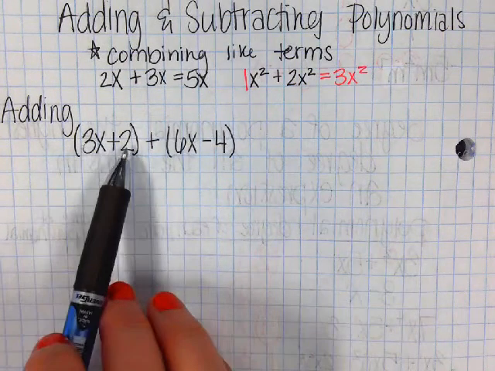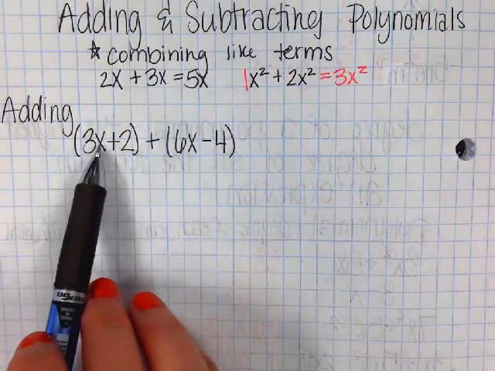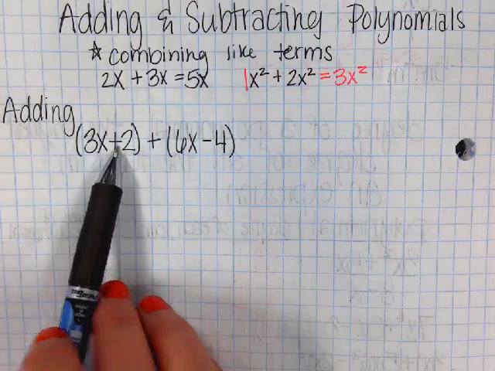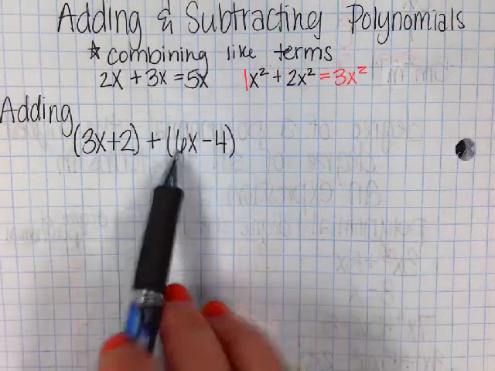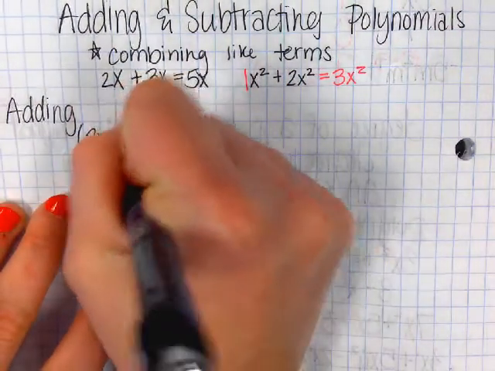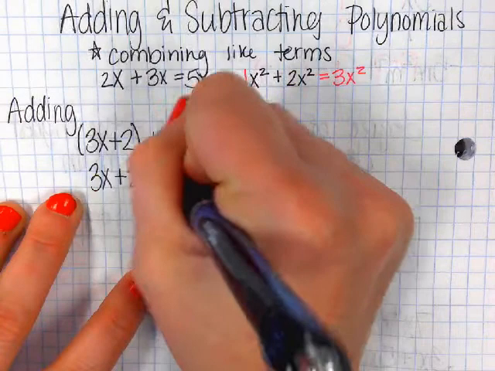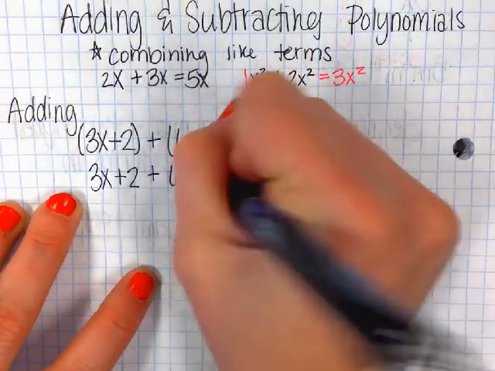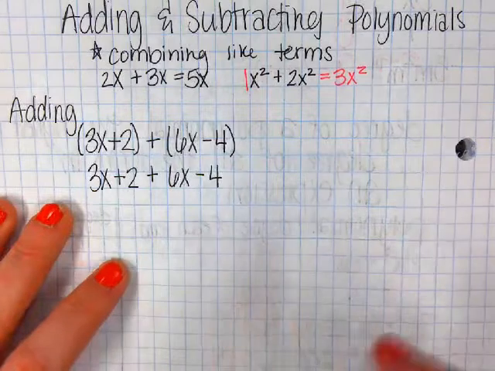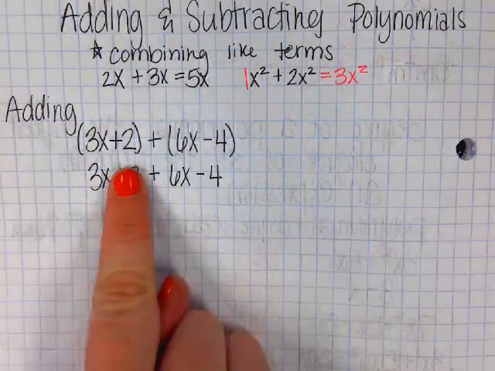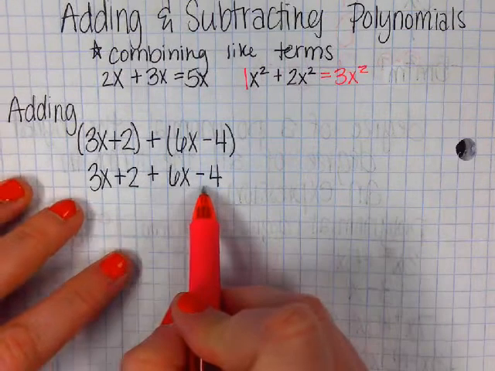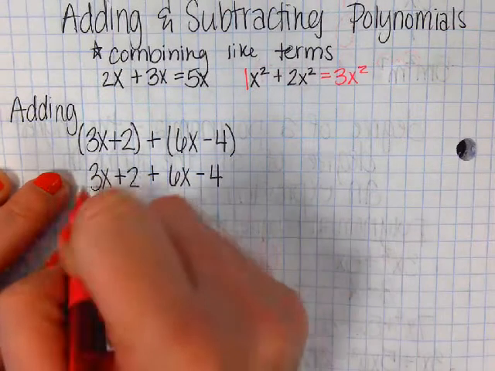But remember, order of operations, I can't do anything with that 3x plus 2. There's no like terms inside of the parentheses. And then there's no like terms in this parentheses. So you can just rewrite it without. Once you get good at this, you don't have to rewrite it with or without the parentheses, but until then I'm going to show you without. So I just rewrote it without parentheses. So I have 3x plus 2 plus 6x minus 4.